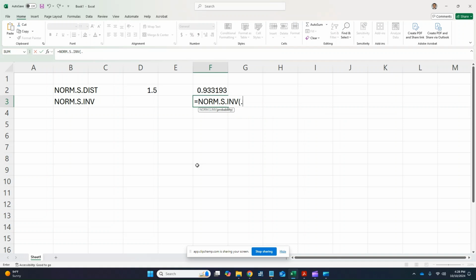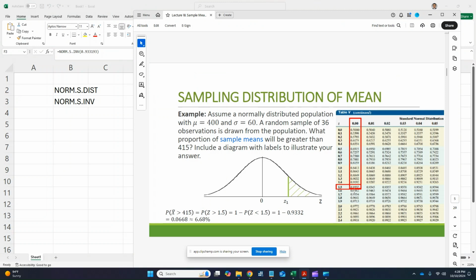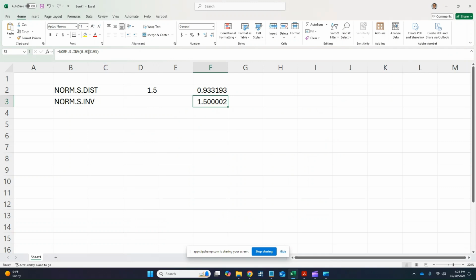So I'm going to type in 0.933193. That's our probability that we just received. When I press enter, it gives us this 1.5 back. Okay, so again, if I use this table, and I enter 0.9332 probability and press enter, I'm going to get the same 1.5 value back.